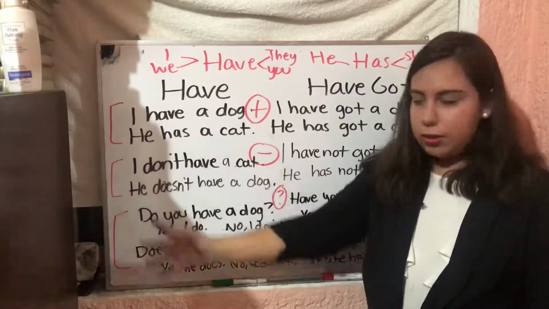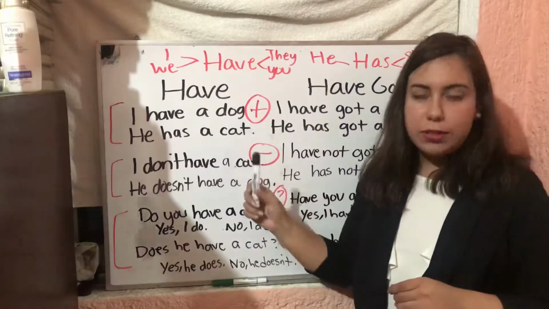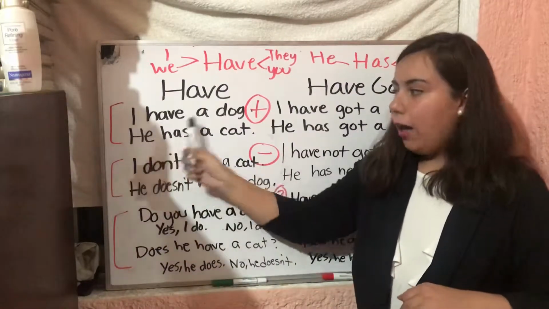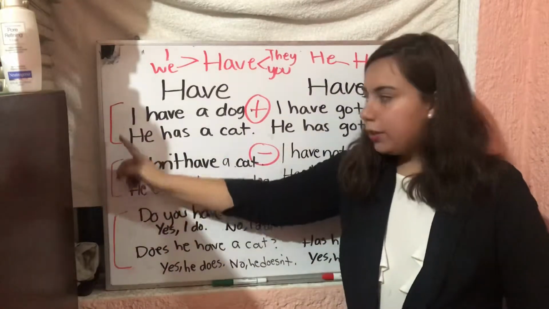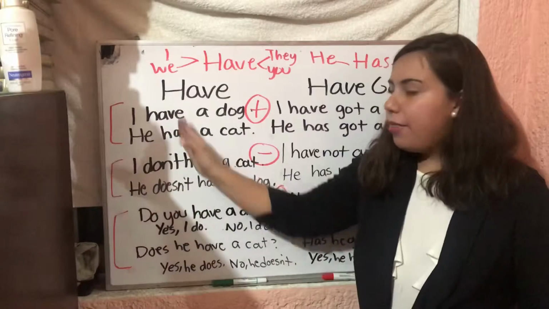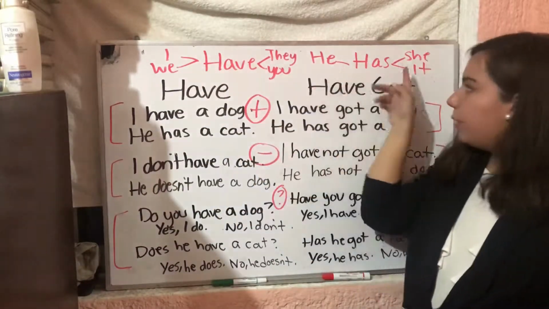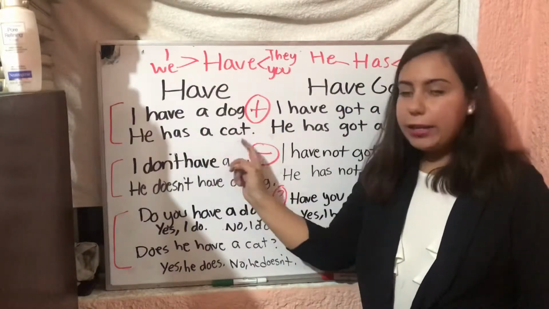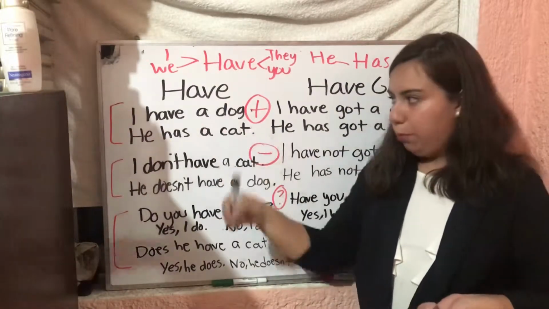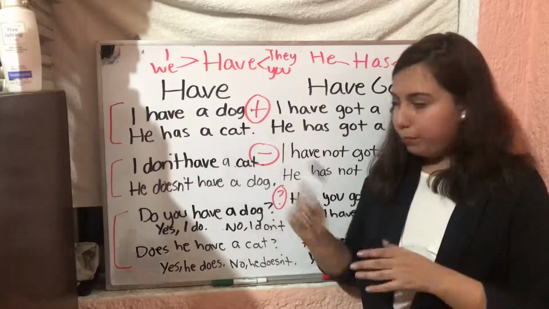So let's go on to this have side, which is a little bit more American. For an affirmative statement, I would say, I have a dog, he has a cat. So we have the subject, in this case, I and he. Then we put have or has. For I, we use have, and for he, we use has. And then the thing, a dog or a cat. So this part is pretty simple. Subject, the verb, and the complement.